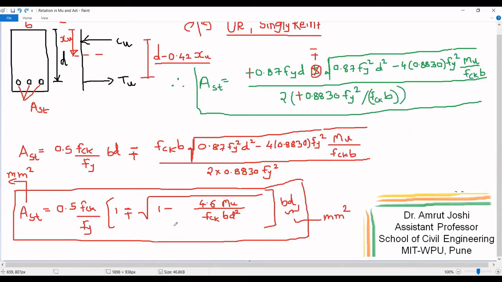We have to be very careful while substituting values of FCK, Fy, Mu, B and D. They should be in consistent system of units. So if I choose to substitute FCK in MPa, that means Newton per mm square, I should substitute Mu in Newton mm and B and D in mm.